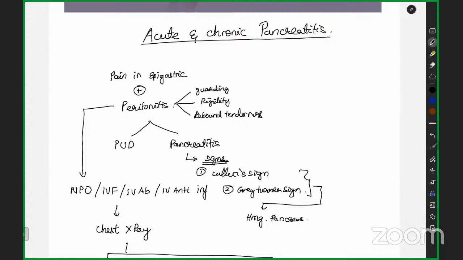So what happens in Cullen and Grey Turner signs? You will be seeing a reddish or blackish discoloration over the abdomen. That is going to indicate Cullen sign or Grey Turner sign.